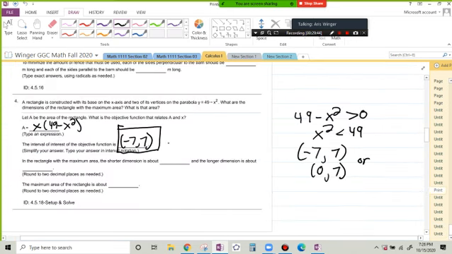Round to 2 decimal places. So then you would round 14 square root of 3 over 3 to 2 decimal places, and then round 98 over 3 to 2 decimal places. And then multiply, and that gives you the area. So then it's 98 over 3 times 14 square root of 3 over 3. And then round to 2 decimal places.